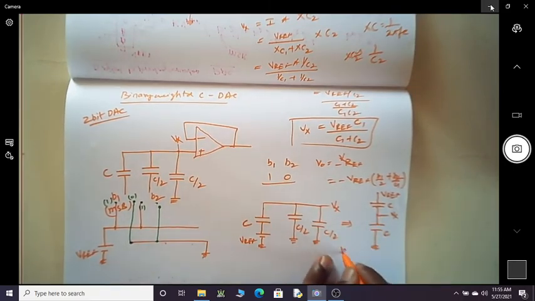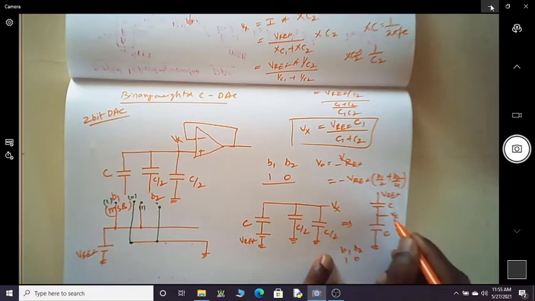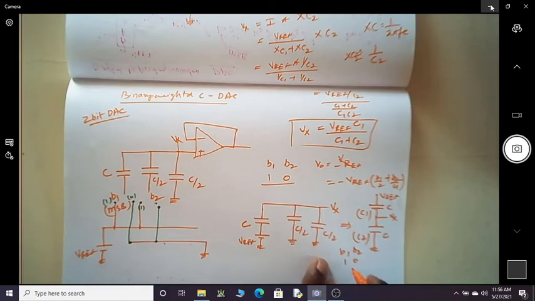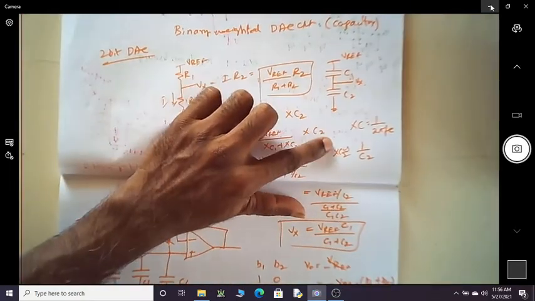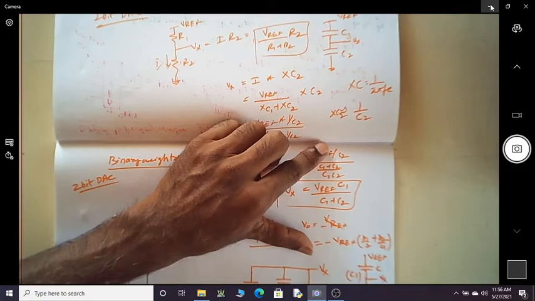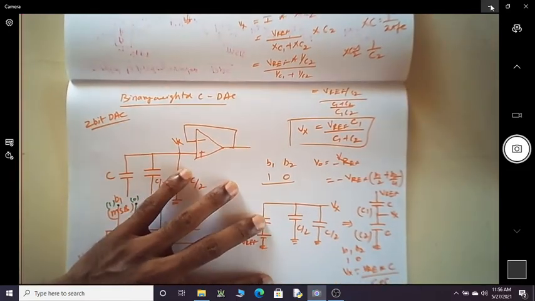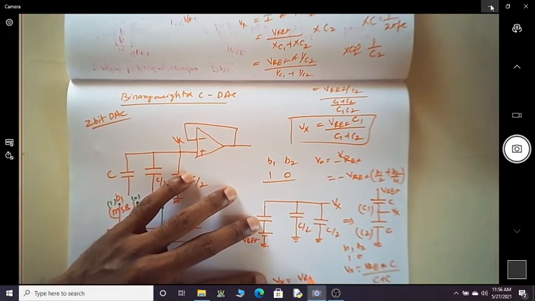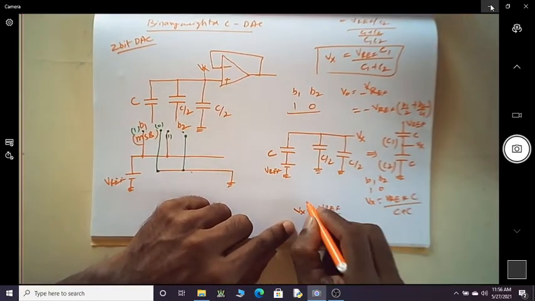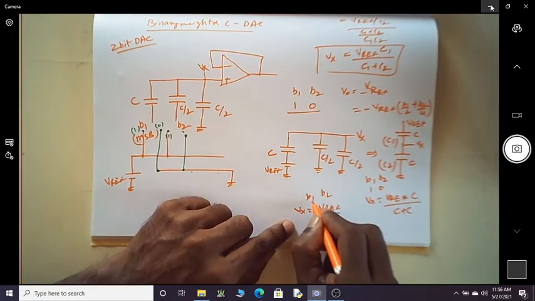So then B1 and B2 is 1, 0. If you name these as C1 and C2, what is Vx equal to? Vx is actually equal to V reference. As per our expression, the voltage across this is nothing but V reference into C1 by C1 plus C2. C1 plus C2 is actually C plus C. So do we end up with Vx equal to V reference by 2? We end up with this as the voltage when B1 and B2 is equal to 1, 0.